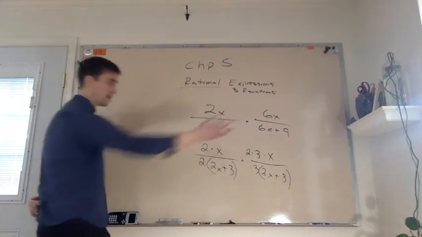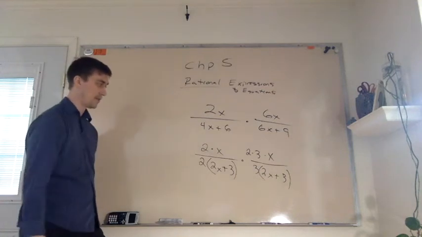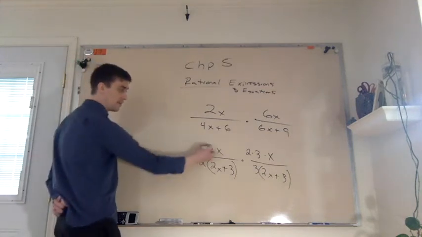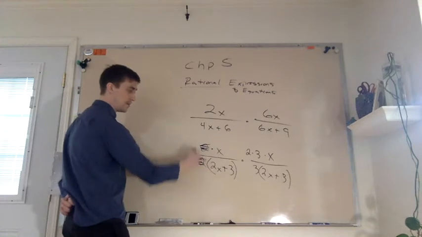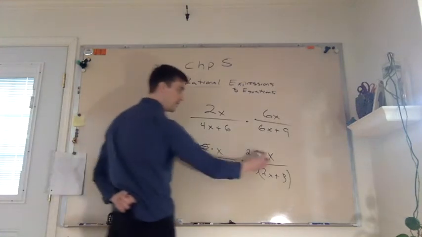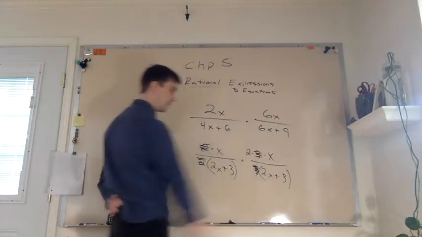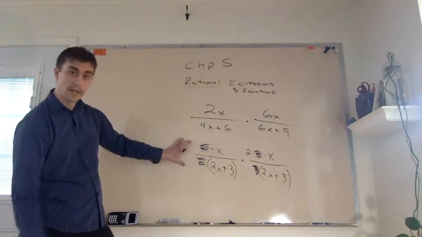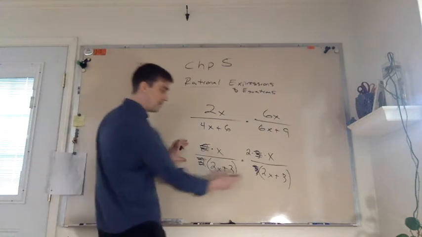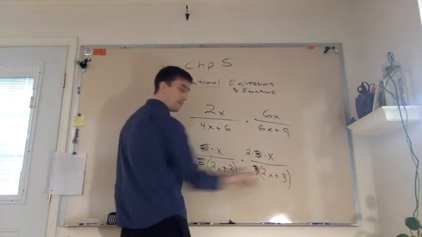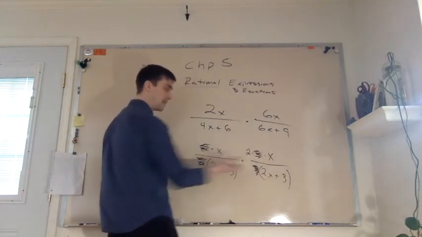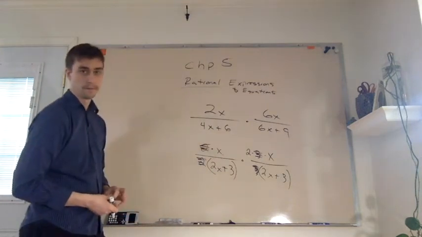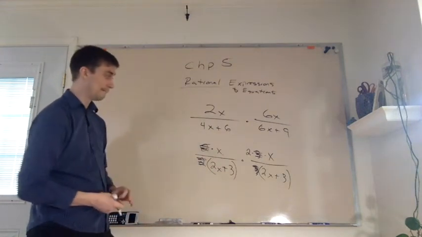So everything's factored. That's all I've done there. But now you can see that there are some cancellations that can be made. There's a 2 on the top here and on the bottom. Here there's a 3 on the top and the bottom. And that's it. That's all that can be canceled, right? You can't cancel this 2x plus 3 with this 2x plus 3 because they're both on the bottom. You can't cancel this x with this x because they're both on the top. So that's all that happens.